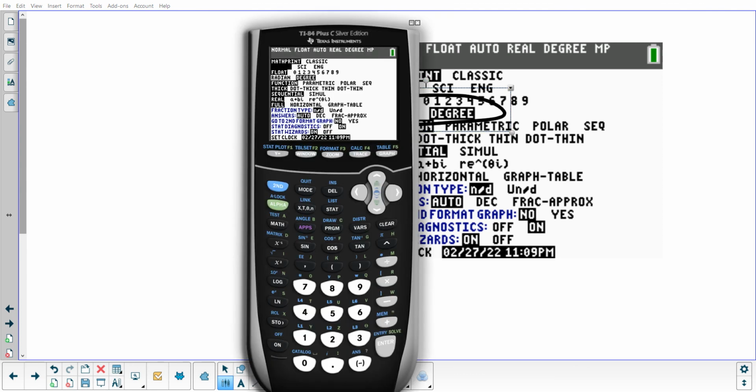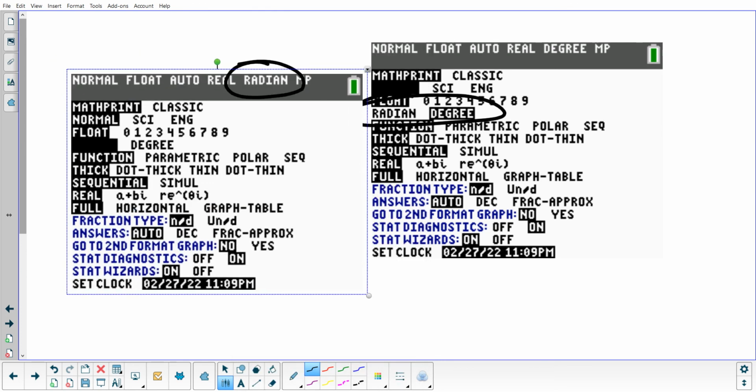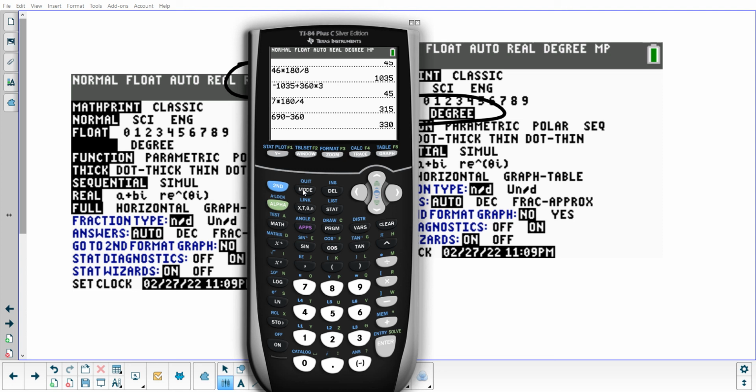Okay, on this type of calculator, you just highlight the one you want, you click enter, and now it's in radians. And what's nice is mine actually says the mode it's in right at the top, and that's on every screen. So I always know I'm in radians, no matter what screen I'm using on my calculator. Okay, I'm going to put it back in degrees. So it's back in degrees.